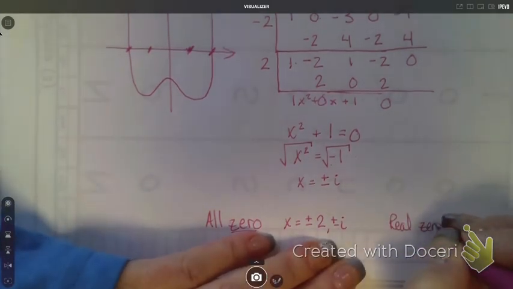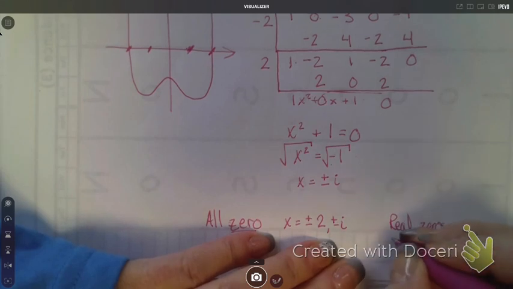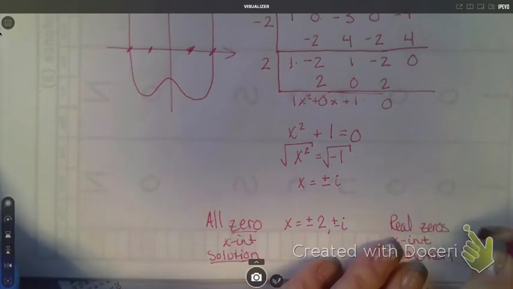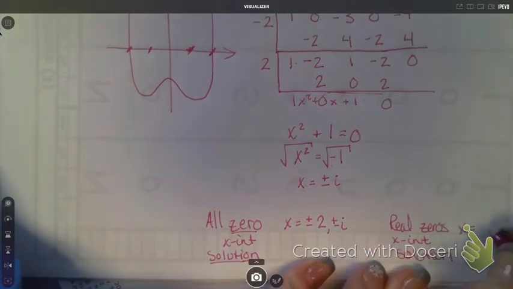zeros, can I now put x-intercepts? Mhm. And also solutions? And what are the real zeros? x equals what? 2. Oh, plus or minus 2. Don't forget plus or minus.